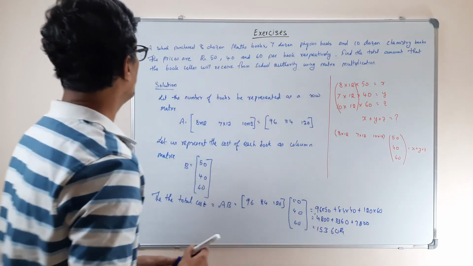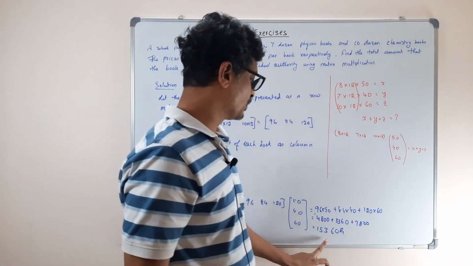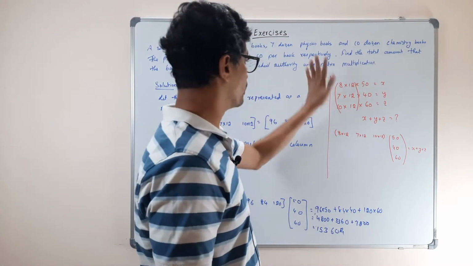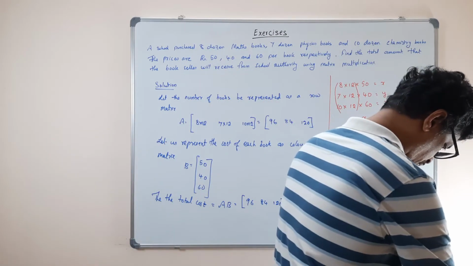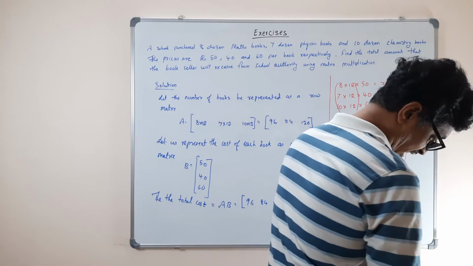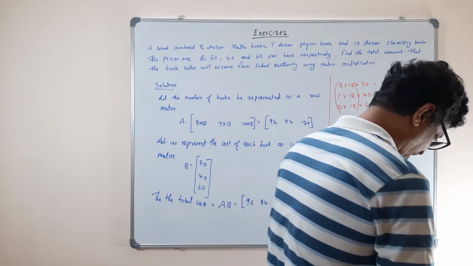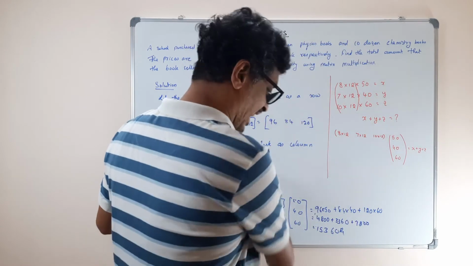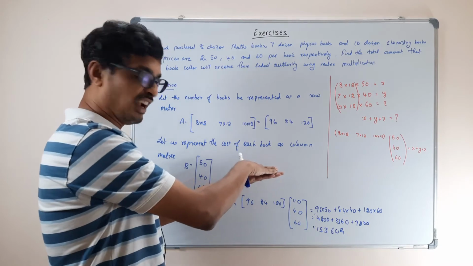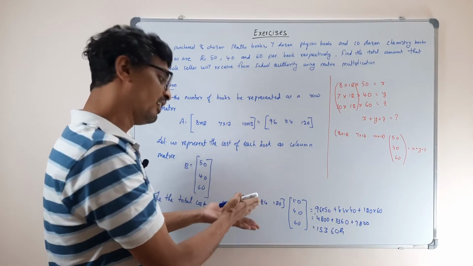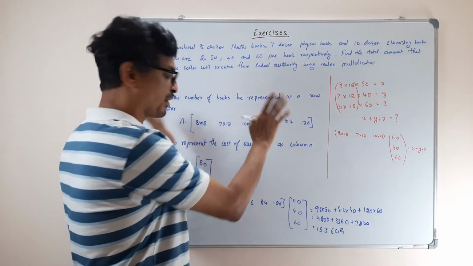Okay, so what have we found? The bookseller will receive 15,360 rupees from the school authority. That's it. You got it? Interestingly, in your book, they have done exactly the reverse. What they have done is, they have taken A as a column matrix, B as a row matrix, and then they multiplied BA. That's also correct. This is also correct. So don't worry about it.